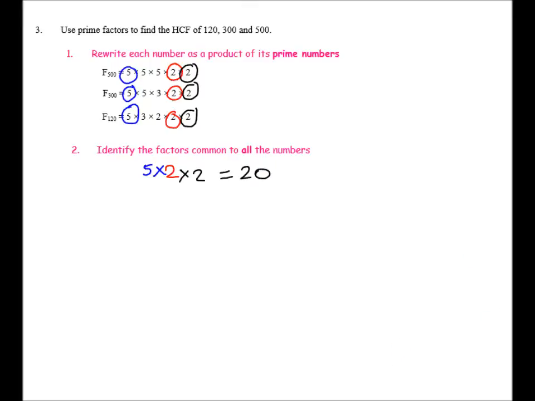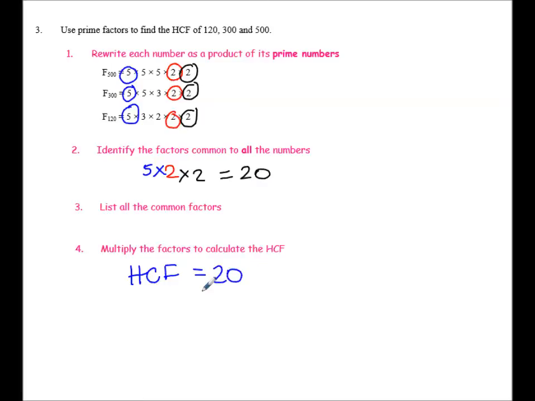So what we had to do there was list all the common factors. Then we had to multiply the factors to calculate the HCF. So the HCF equals 20.